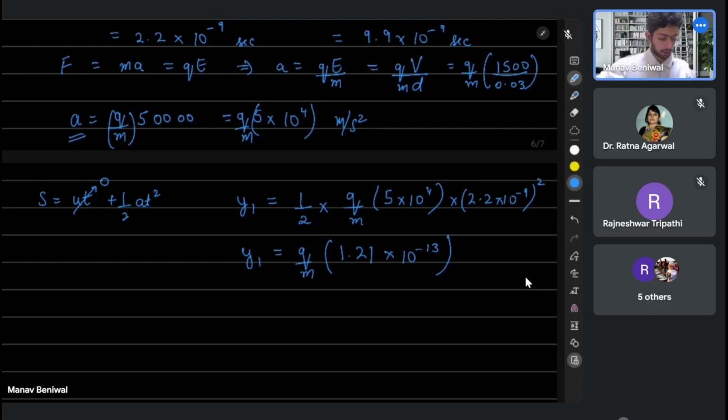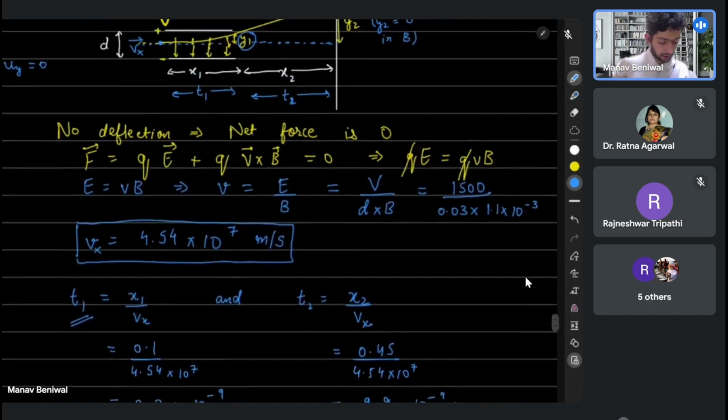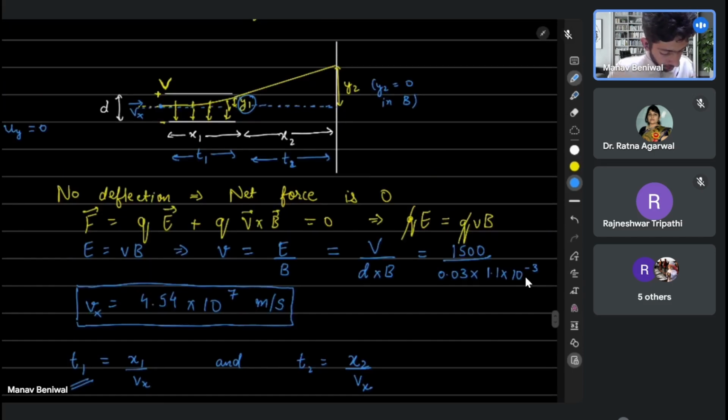Correct? Why do we need this y1? We need this y1 because if you draw a line here, to find out this total y2, because in this region there is no electric field, the particle just travels with a constant velocity. So your y2 will be vy times t2 plus y1.